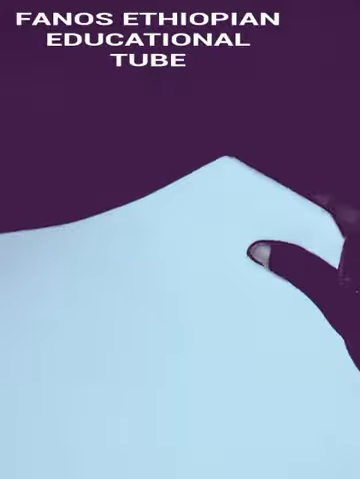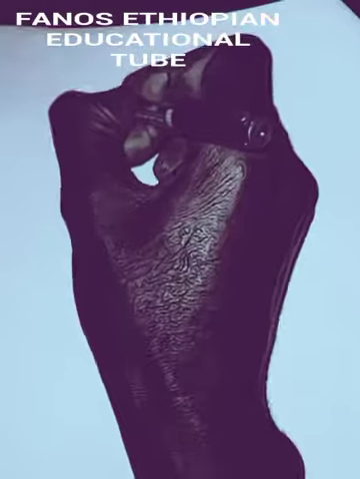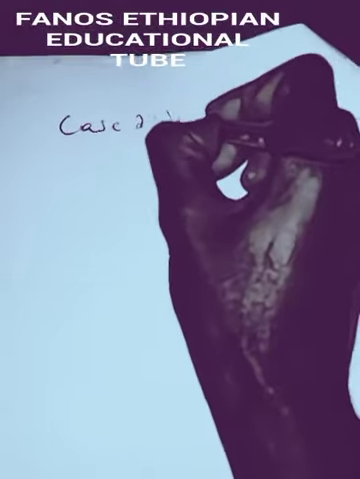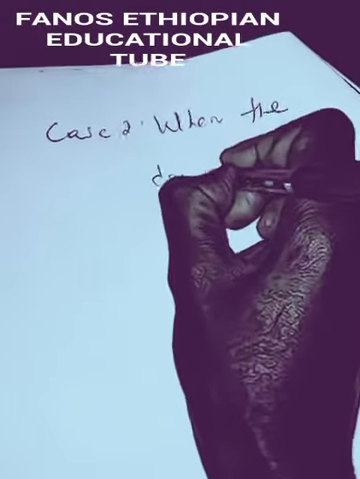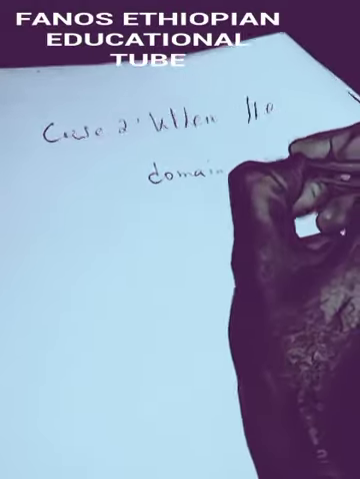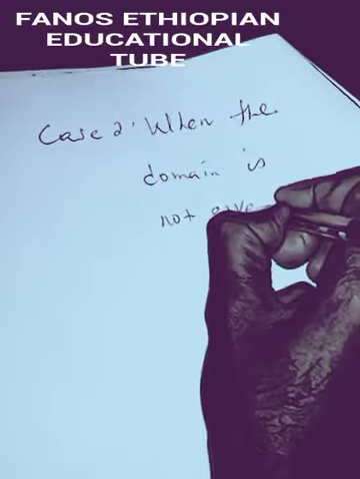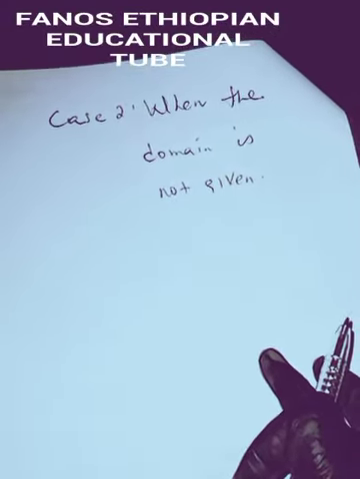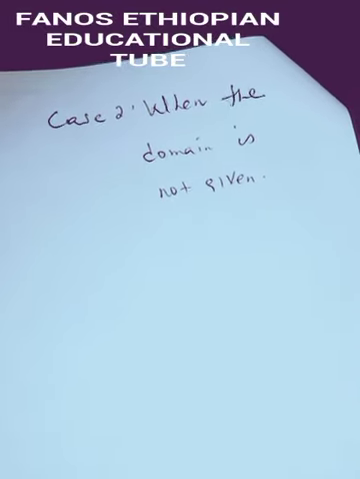So the next point is the case where the domain is not given. Case 2, when the domain is not given. In this case, after solving for the value of x, we simply put the obtained value in a brace as a solution set.